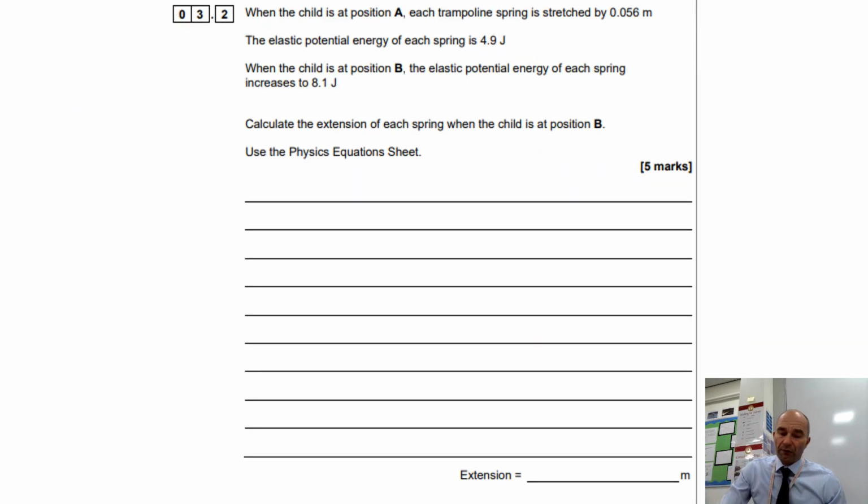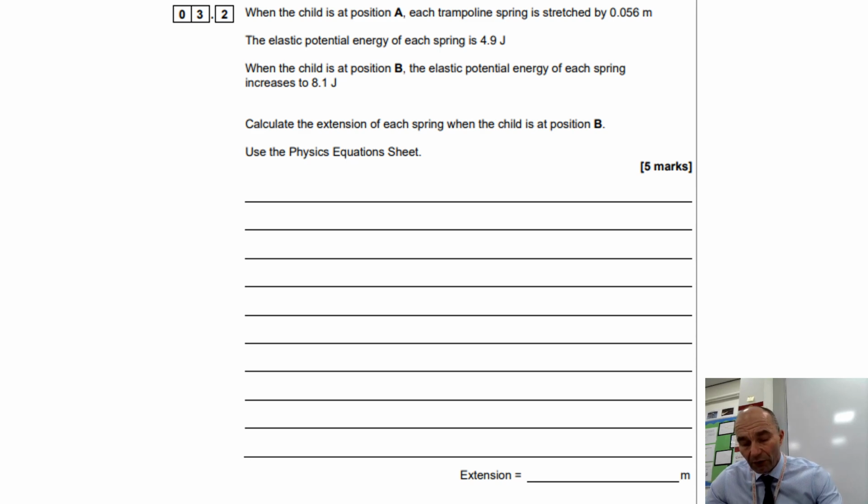Now, this next question is a great question if you like your maths, and it's worth 5 marks. These are good questions to practice because once you get your heads around this style of question, they're easy marks to get. So we've got the child at position A, and each trampoline spring is stretched by 0.056 of a metre. We're given the elastic potential energy of the spring at this point of 4.9 joules. We've got some information about when the child is at position B, the elastic potential energy of each spring increases to 8.1 joules. Calculate the extension of each spring when the child is at position B.